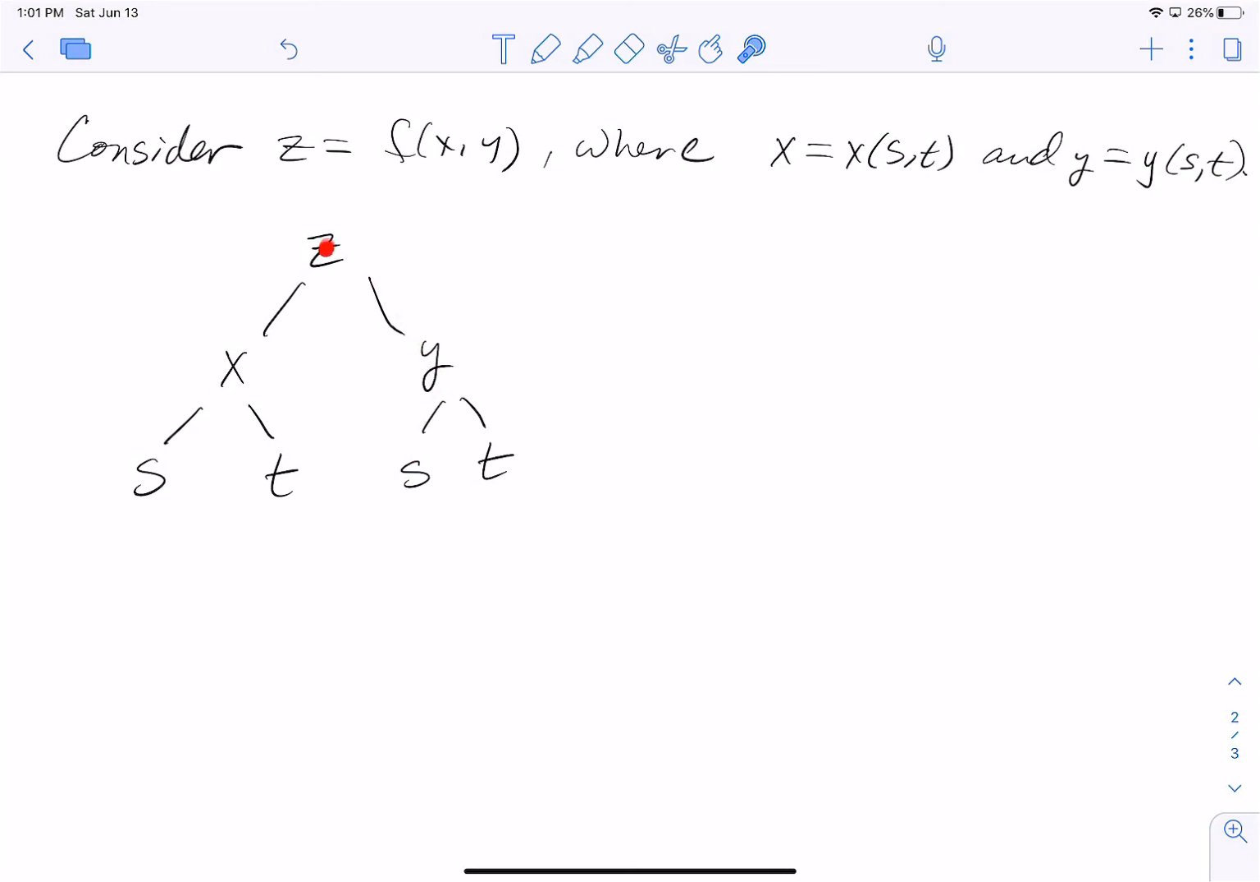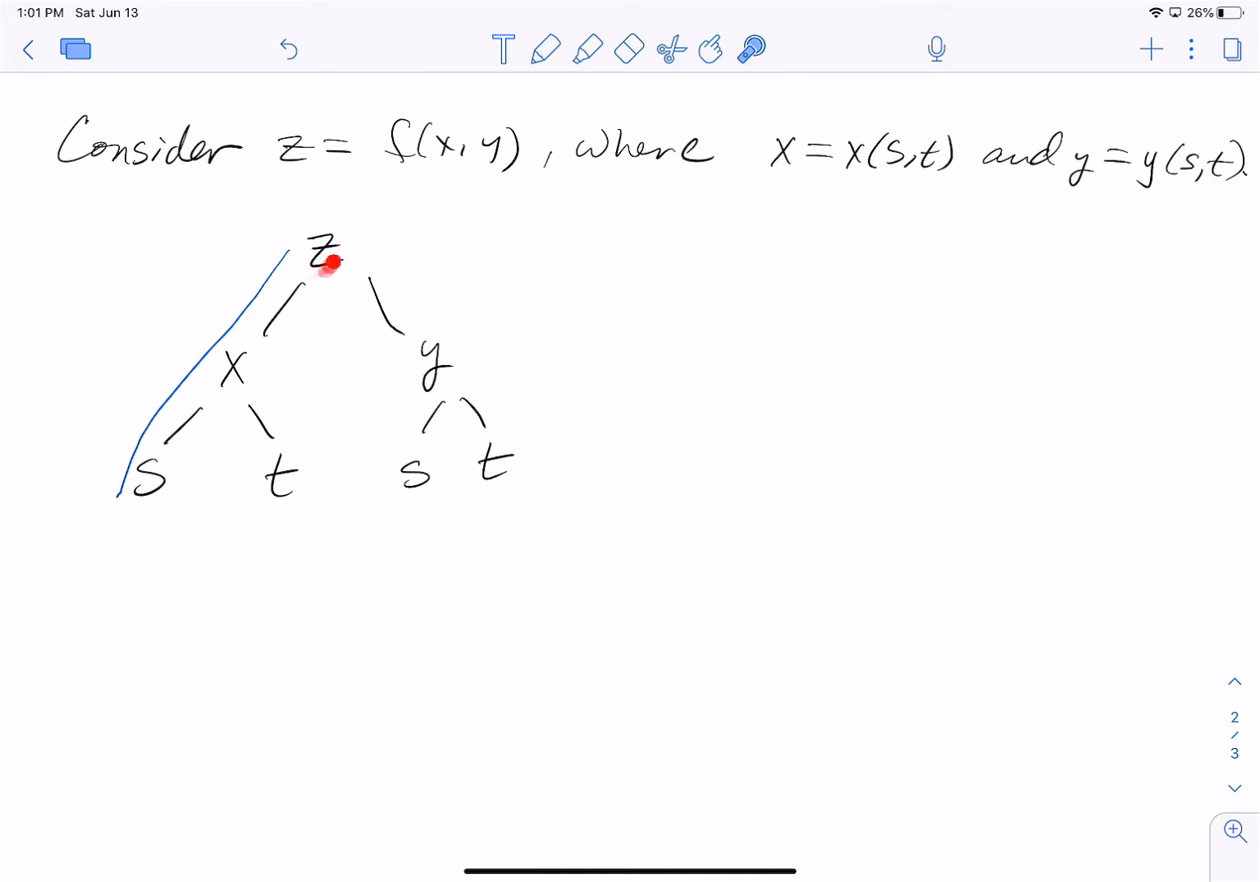So z depends on x, depends on s. Z depends on x, depends on t, even though x depends on s and t together. And then likewise, z depends on y, depends on s. Z depends on y, depends on t. We're going to do some multiplying and adding as we did before. Let's first talk about the branch that starts in z, goes through x, and then ends with s.